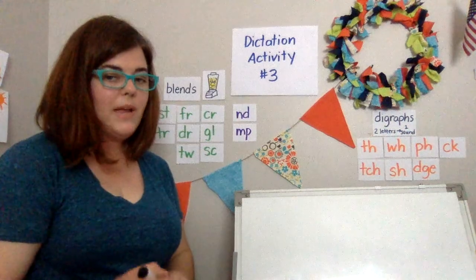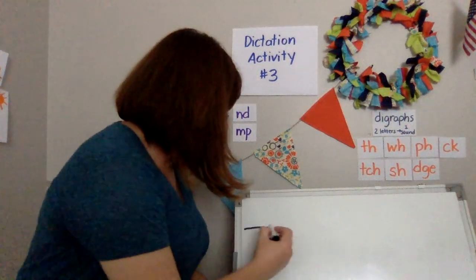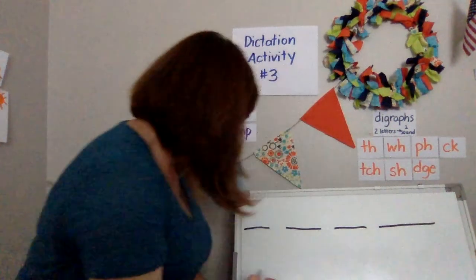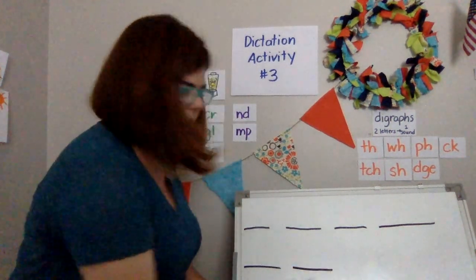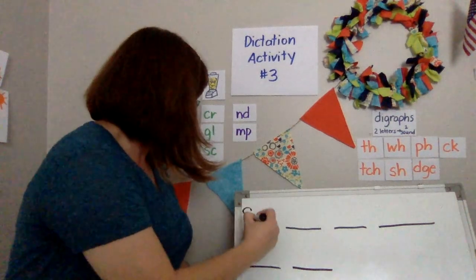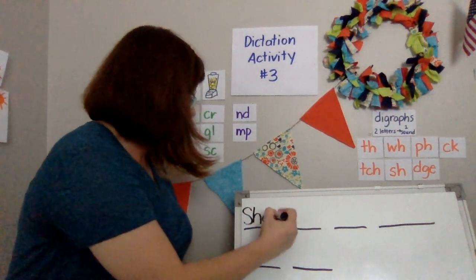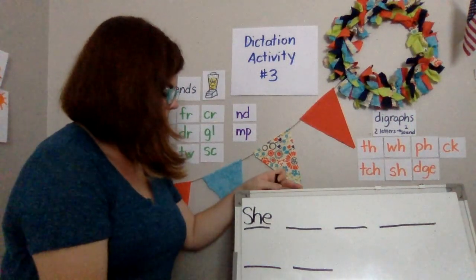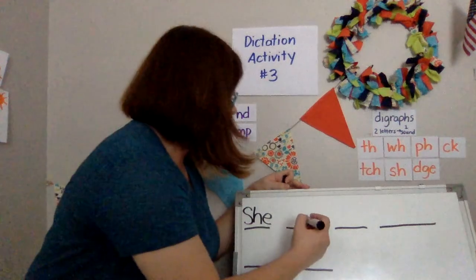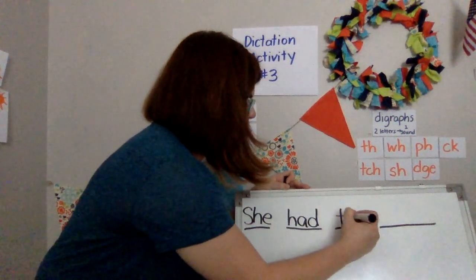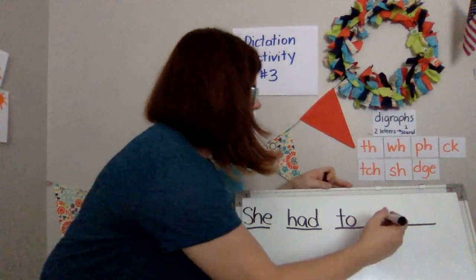All right, are you ready? Six words. She had to dodge the trash. All right, let's start. She, beginning, a digraph at the beginning of this sentence. Had. To, heart word. Dodged.